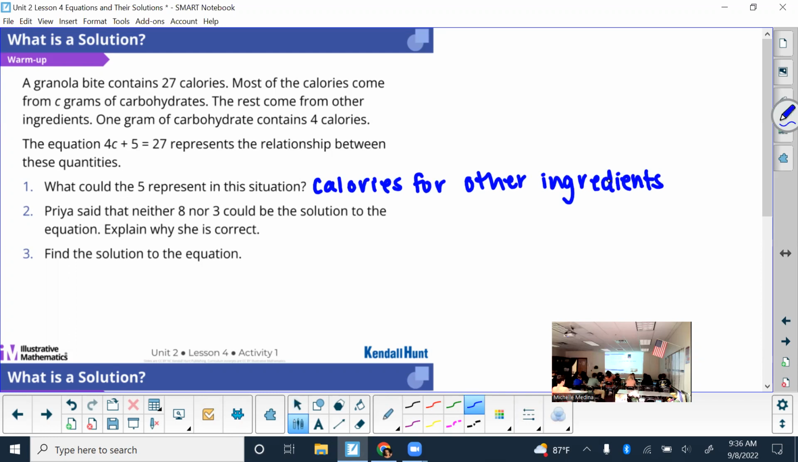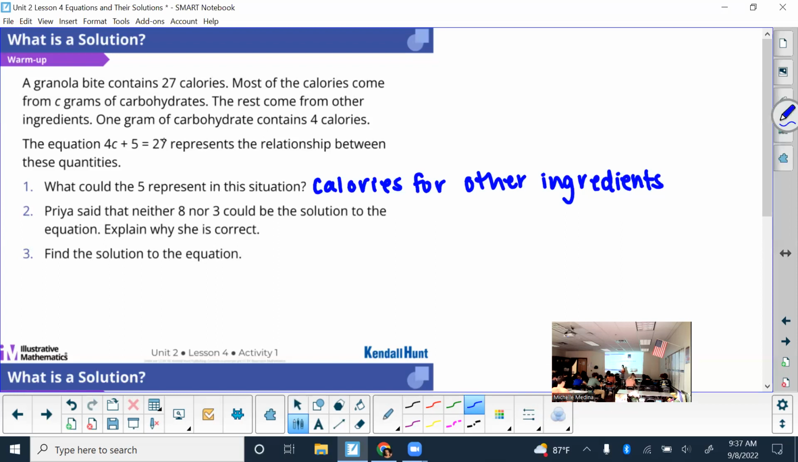But part of what we've been trying to master is understanding what each part of the equation is talking about. So in this case, the 4 would be that 1 gram of carbohydrate contains 4 calories. C would be the number of carbohydrates. If this is my total calories, then the 5 must be the calories for the other ingredients. All right, so just connect it to the real world situation.